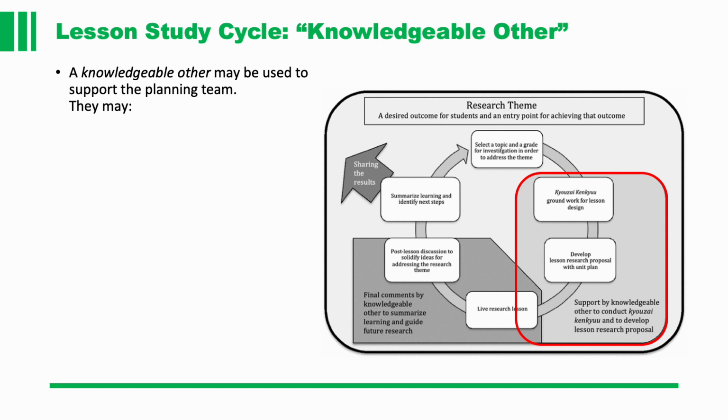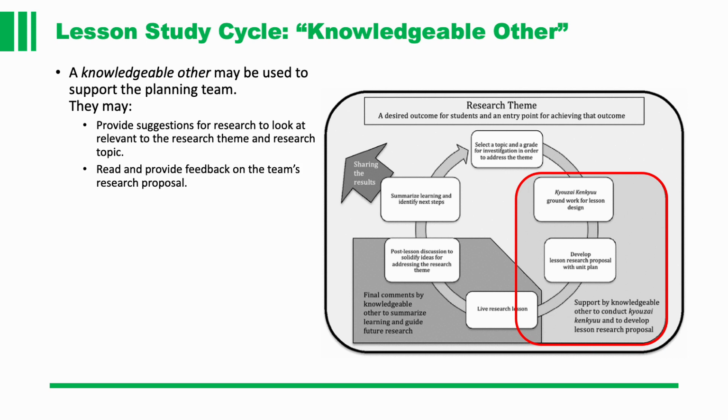A knowledgeable other, who is someone that is experienced in both lesson study and the curriculum area that the team have chosen to investigate, may be used to support the planning team at this stage. They may provide suggestions for research to look at relevant to the research theme and research topic. They might read and provide feedback on the team's research proposal. The team can then use this to make amendments prior to the research lesson.